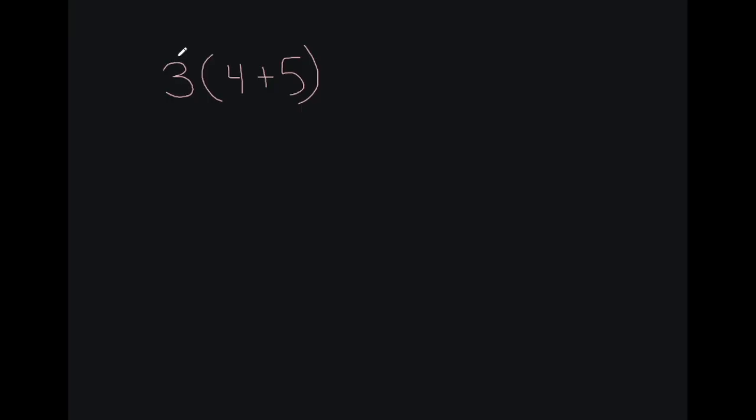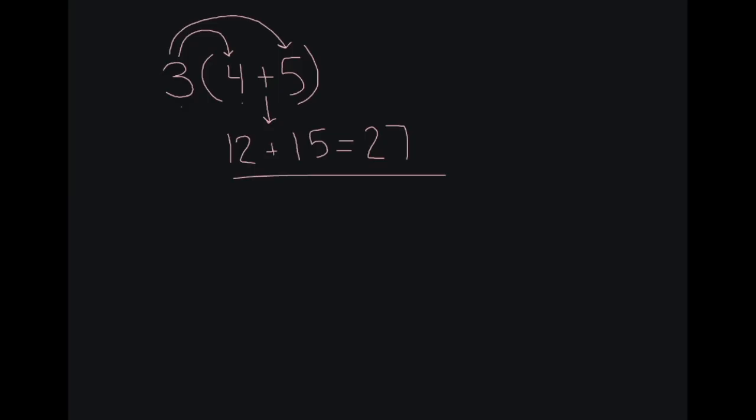We have 3 times the quantity of 4 plus 5. Let's go through our steps. Remember, our number here on the outside needs to multiply by both of these. So first we'll do 3 times 4, which is 12. Now we'll do 3 times 5, which gives us 15. We'll bring our addition sign down here and add 12 plus 15, and that gives us 27. Nice job, I think you're getting it.